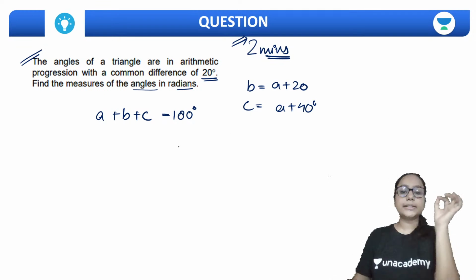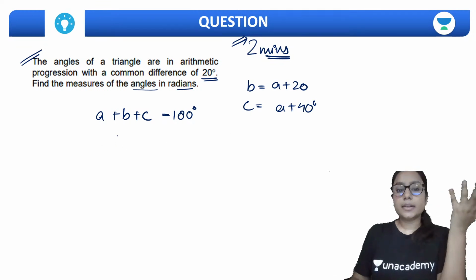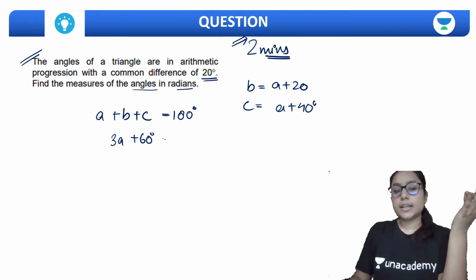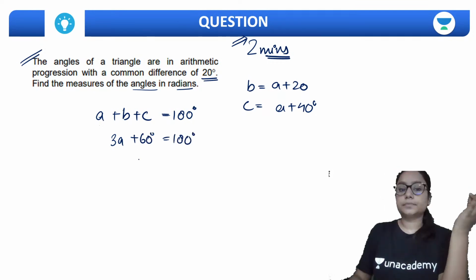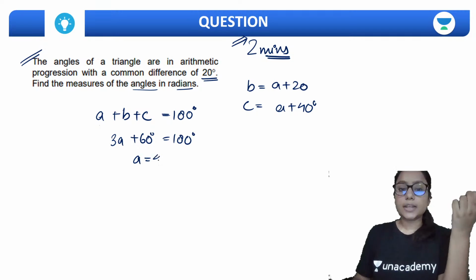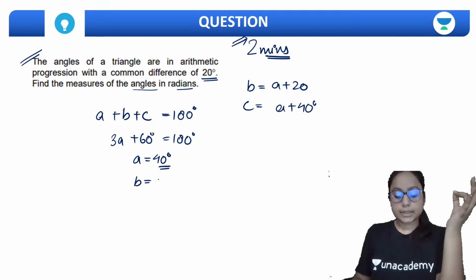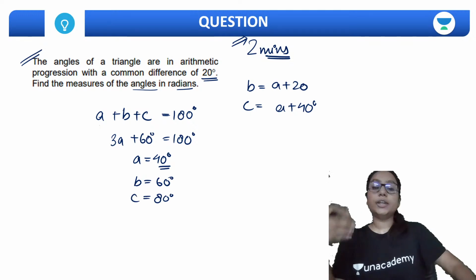20 degrees ka difference hai, right? So the angles will be 3A. Addition of all angles will be 3A plus 60 degrees is 180 degrees. So what is the value of A you get from here? 40 degrees. So what is B? 60. What is C? 80. Correct answers. Now, let us change these angles into radians.